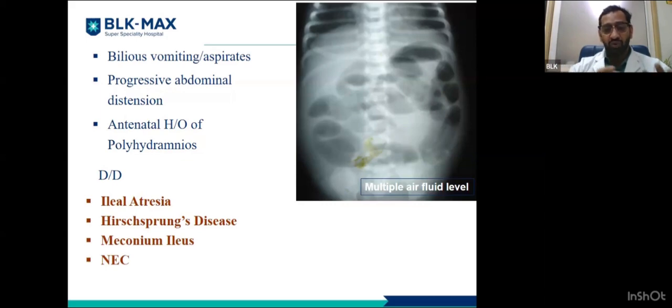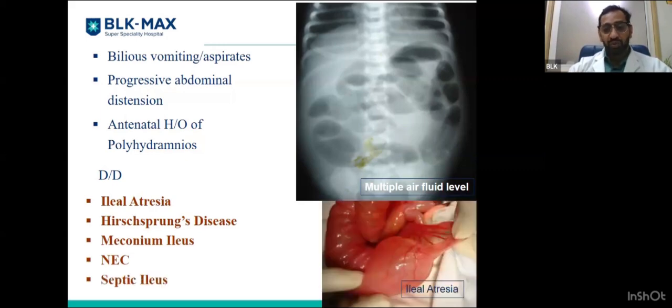So obviously you have to correlate clinically, and also when you are not able to confirm your diagnosis, you might have to proceed with further investigations. So this child was diagnosed to have ileal atresia. The child was explored, and there was an atresia at the distal ileum.